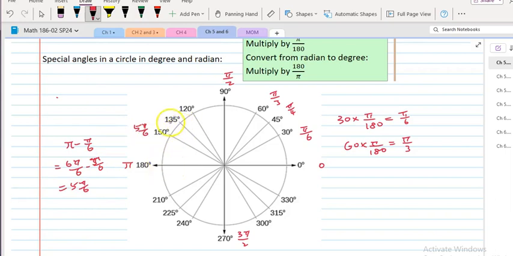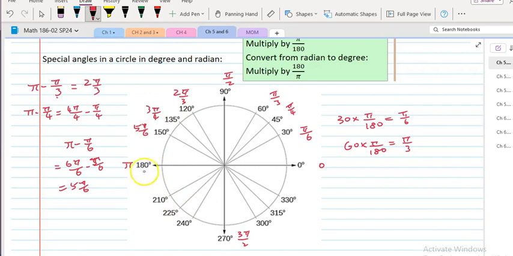Likewise, when I think of 135 degrees, I will think of pi minus pi over 4. That is 4 pi over 4 minus 1 pi over 4. That's 3 pi over 4. And when I think of 120, I think of pi minus 60 degrees. So if I do pi minus pi over 3, because 60 degrees is pi over 3, that would be 2 pi over 3. So think of using fraction subtraction and fraction addition to do this.